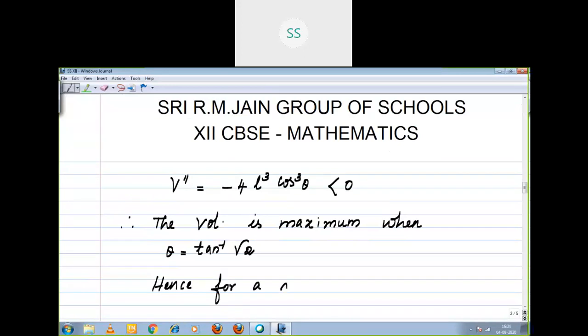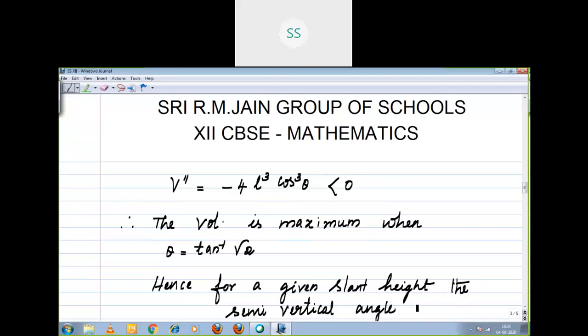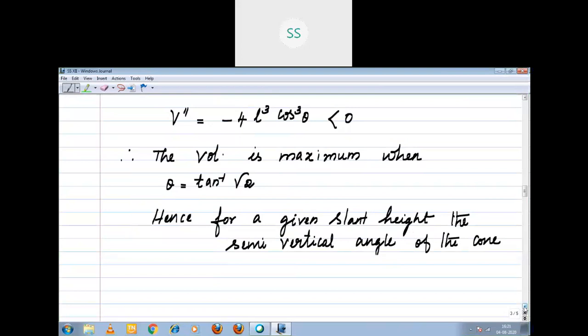Hence, for a given slant height, the semi-vertical angle of the cone of maximum volume is tan inverse root 2.